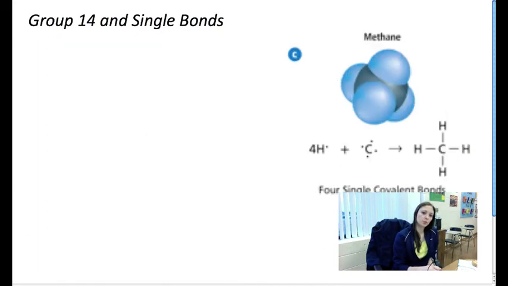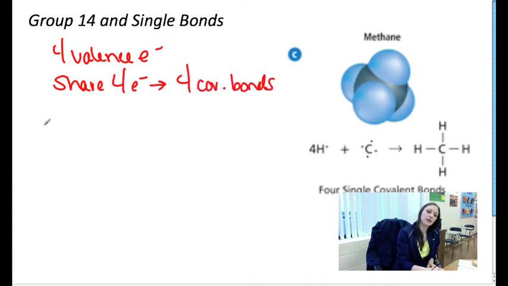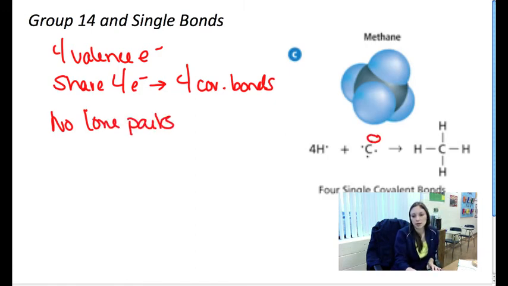If we look at the last group of nonmetals, which is going to be group 14, carbon's a very good example. These guys have 4 valence electrons, so they can share 4 electrons and have 4 covalent bonds. And these guys are not going to have any lone pairs. So carbon here can share its 4 valence electrons with 4 hydrogens and have 1, 2, 3, 4 bonds, a total of 8 things around it.